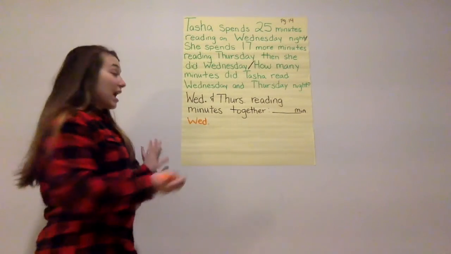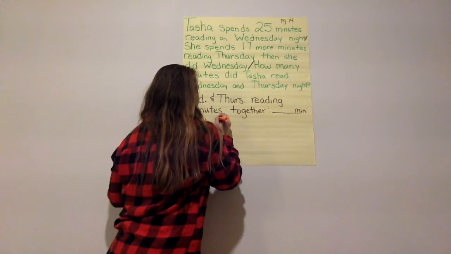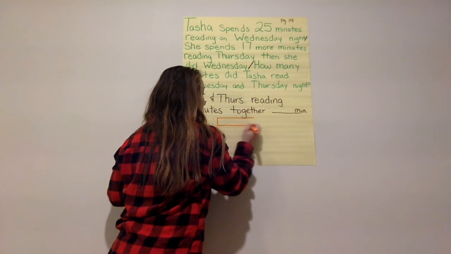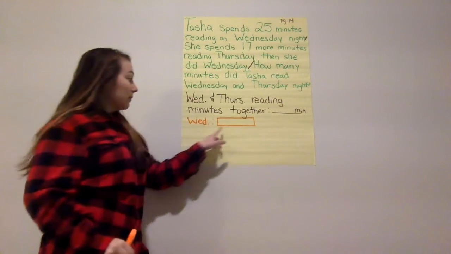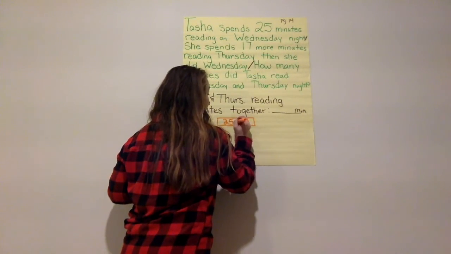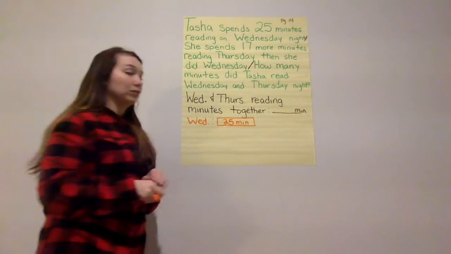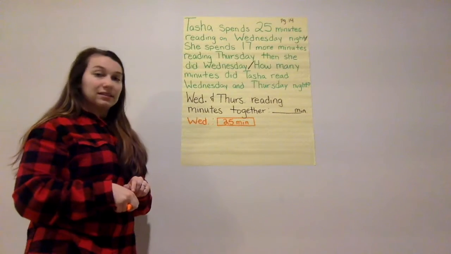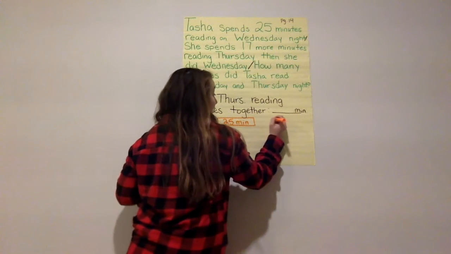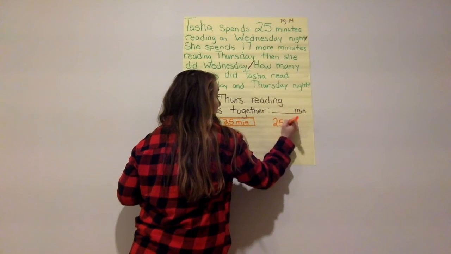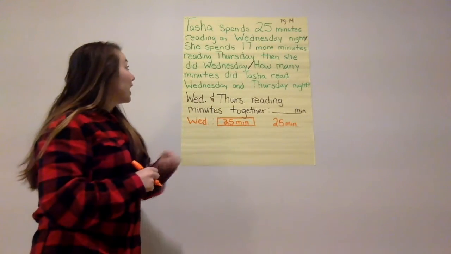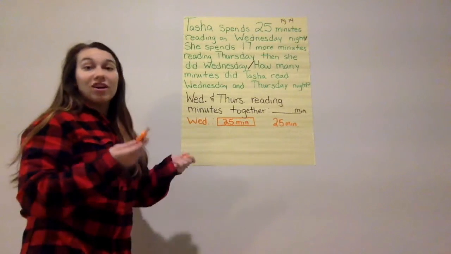She read 25 minutes. So what I'm going to do is I'm going to draw a bar model because I know that she read 25 minutes. All right? And that bar is going to represent 25 minutes. All right. Another thing you could do, instead of drawing the bar, you can just write that she read 25 minutes on Wednesday.